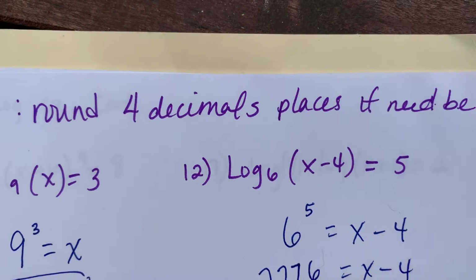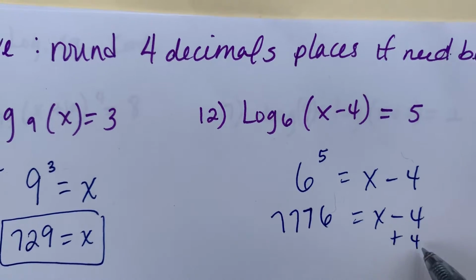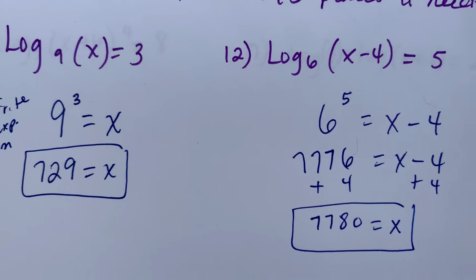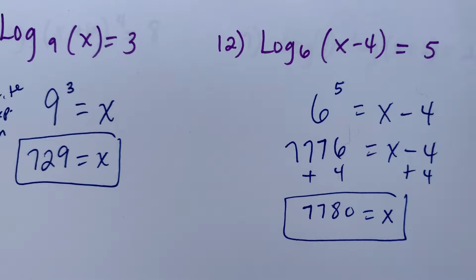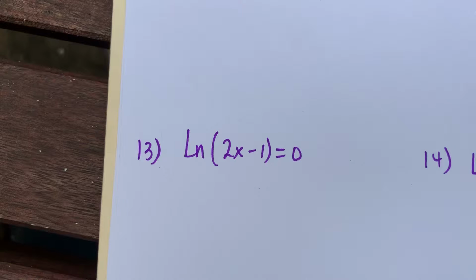One step left to solve for x. I just need to add 4 to both sides, and these are just numbers. So we get 7780 equals x. And that's all we had to do on that problem. So rewrite and move your 4 over to the other side and you're good to go. So while we're still here and these are going fairly quickly, let's take a look at 13.